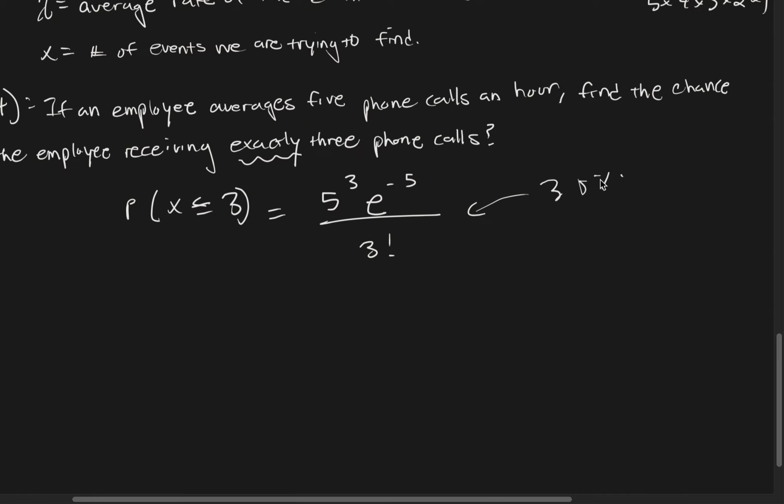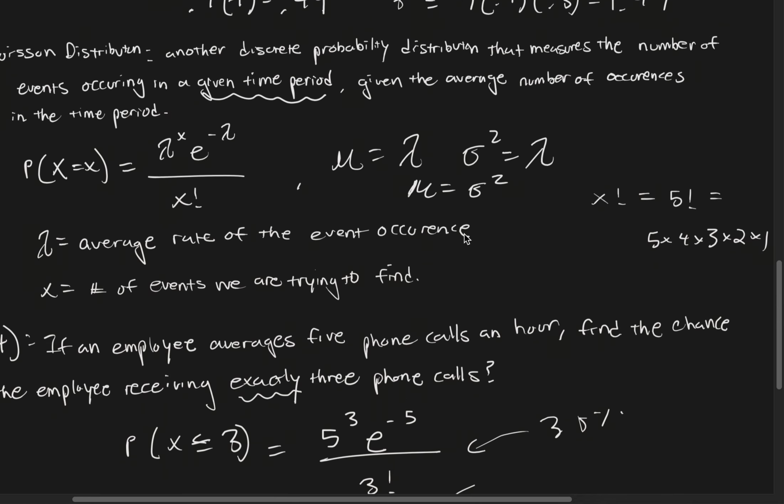All right, and then if we want to find the cumulative probability, so like the probability of the employee receiving equal or less than 3 phone calls, then we would use a Poisson distribution table. Same for the exact probability. There are tables for both. So if you want to save time, it's not the smartest to use the formula given up here.